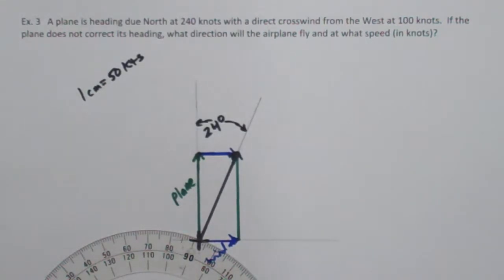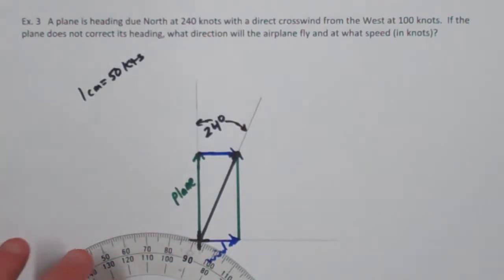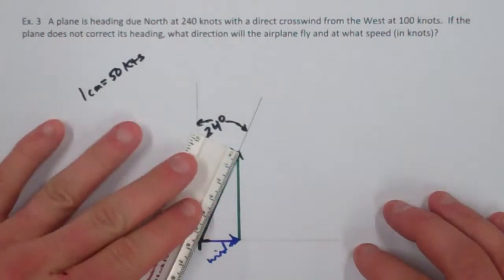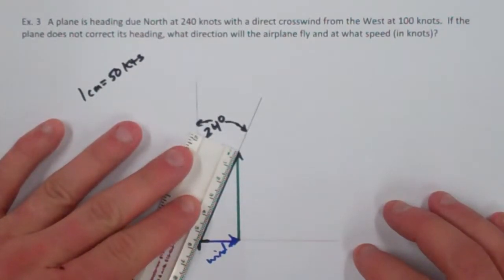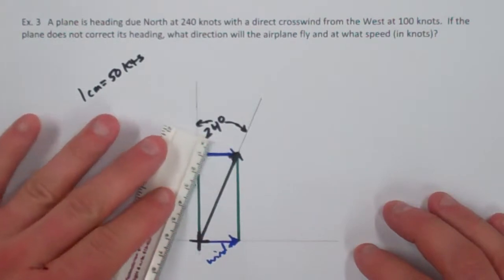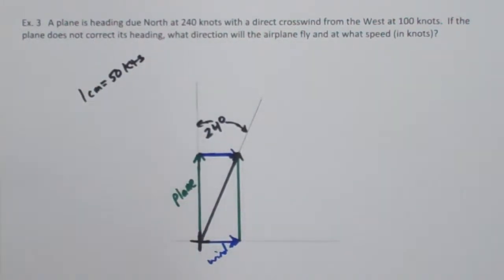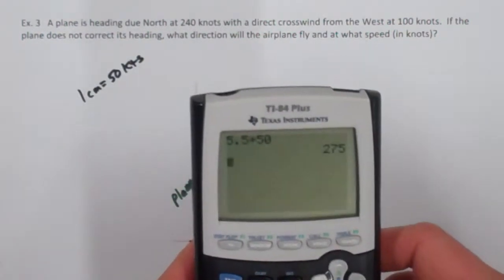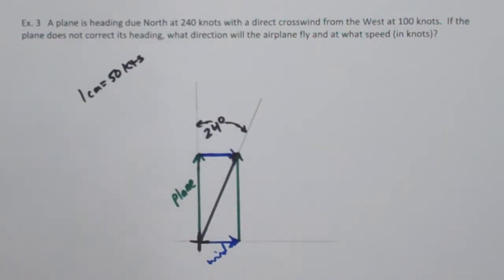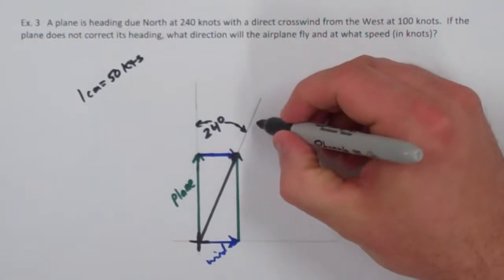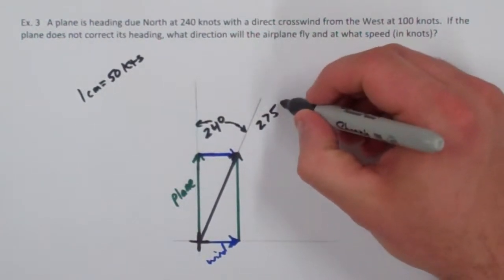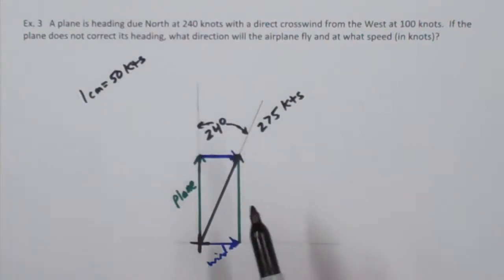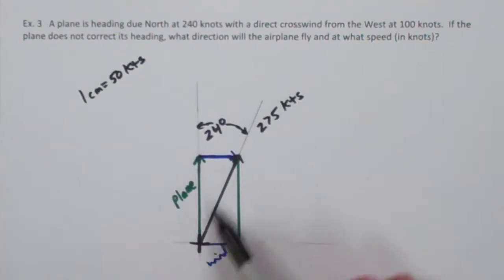And we could also, believe it or not, measure the speed using this method. And if we try that out, all we need to do is measure the magnitude. So the magnitude of this thing looks like it's about 5.5. So at 5.5 centimeters, we could then type 5.5 times 50 and get the speed to be 275. So the plane will be traveling 24 degrees off course at 275 knots, a little more than it actually traveled on its own. So you can imagine the wind is helping you a little bit in that direction.